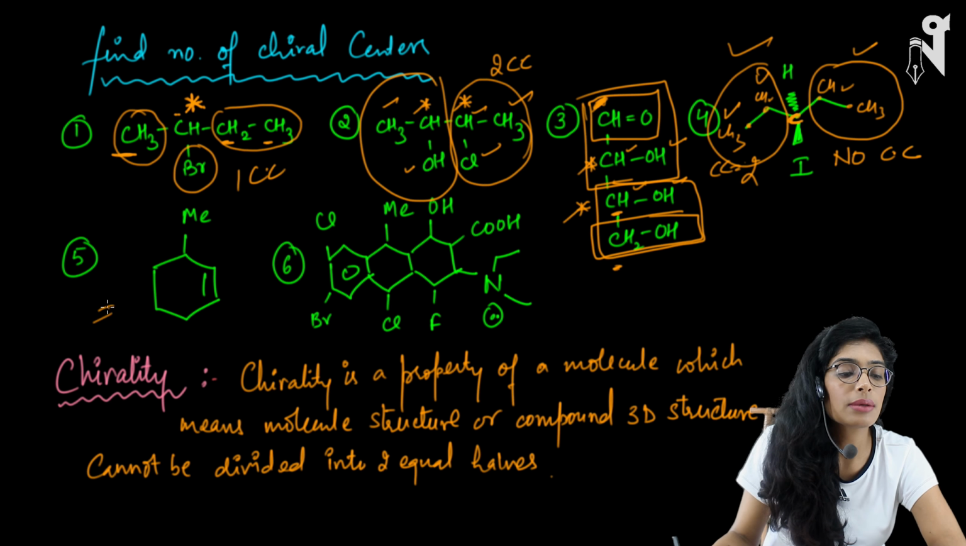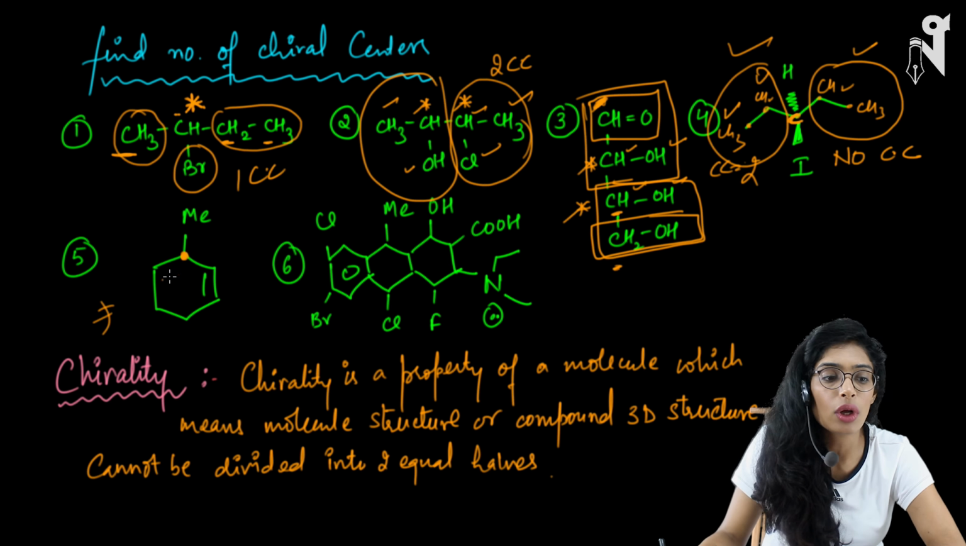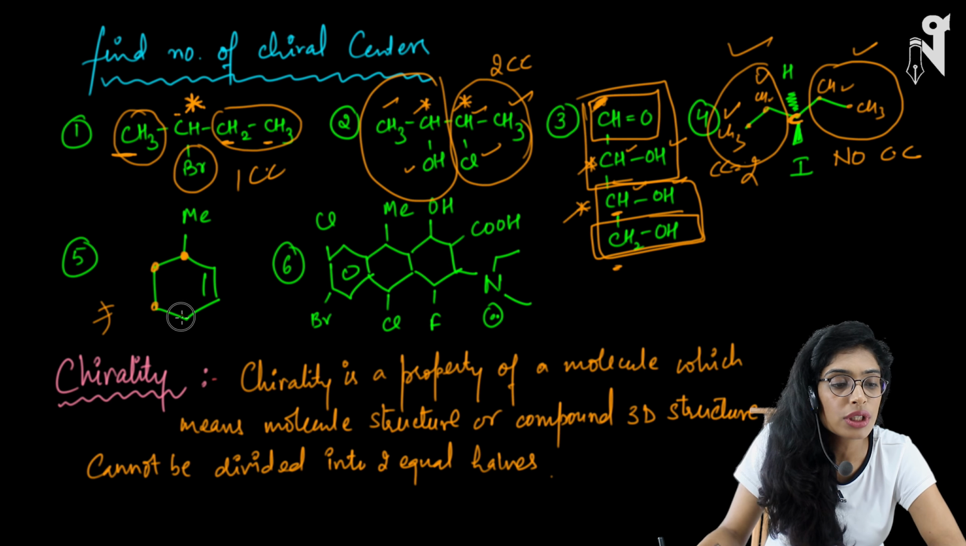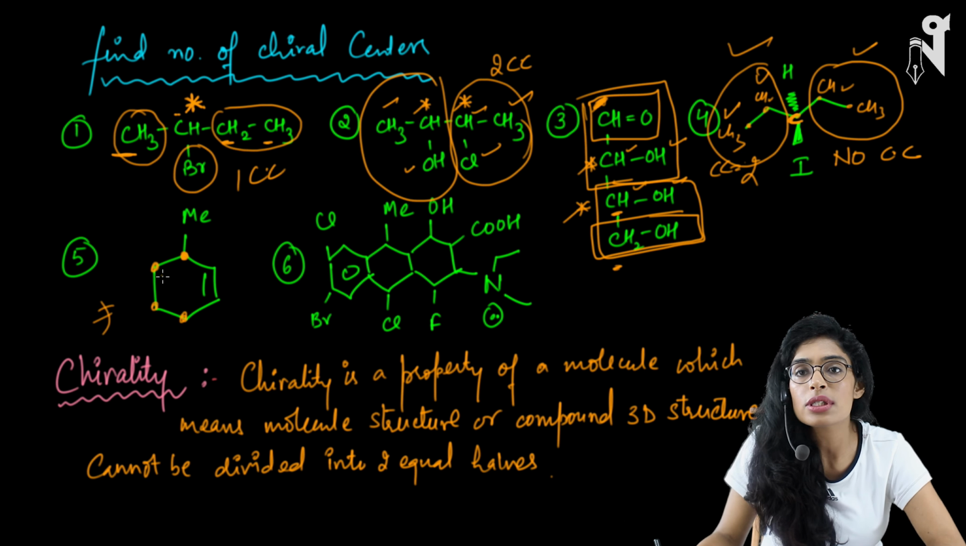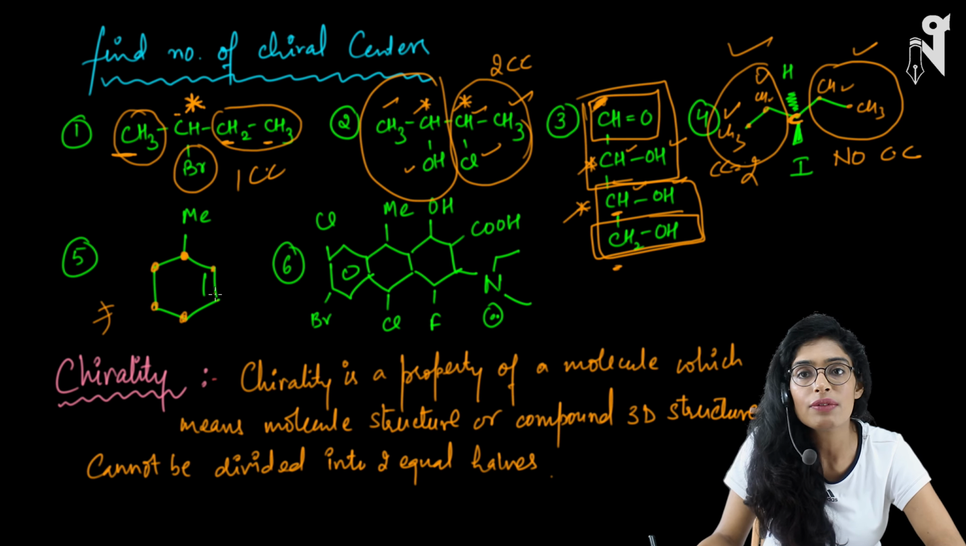Okay, let's talk about this compound. This carbon, I mean, you can check all the carbons, but this is CH2, CH2, CH2. So when two hydrogens are there, these cannot be chiral centers, and this is sp2 hybridized carbons. We will not even check for it.